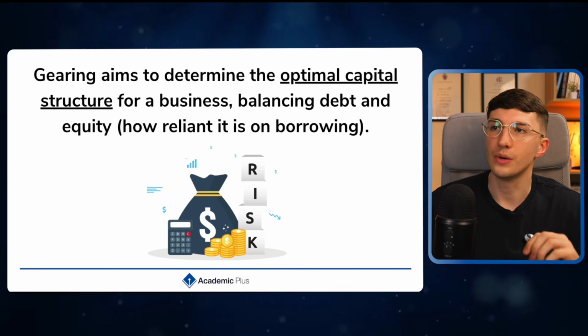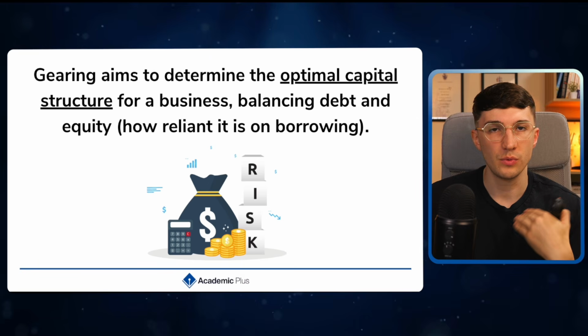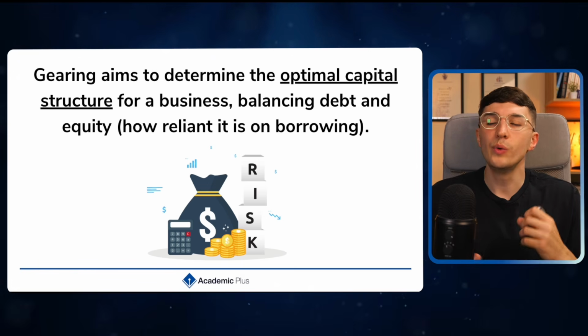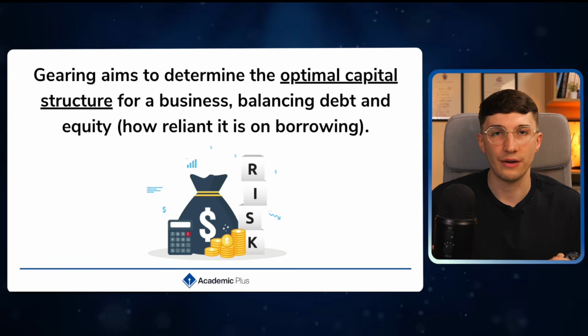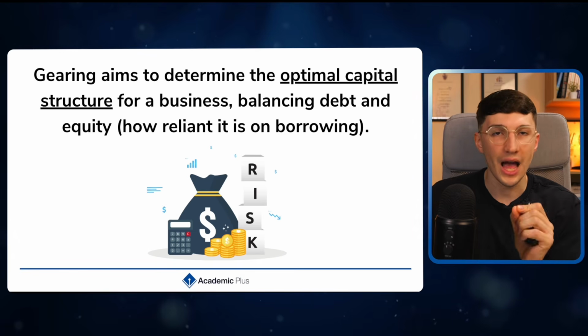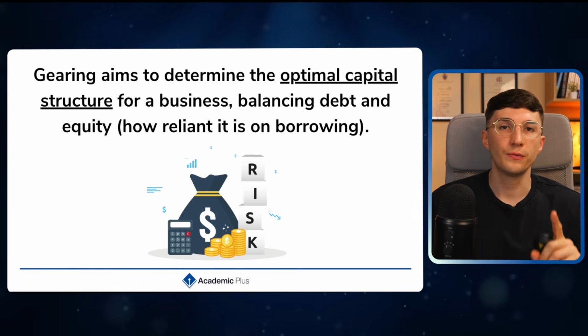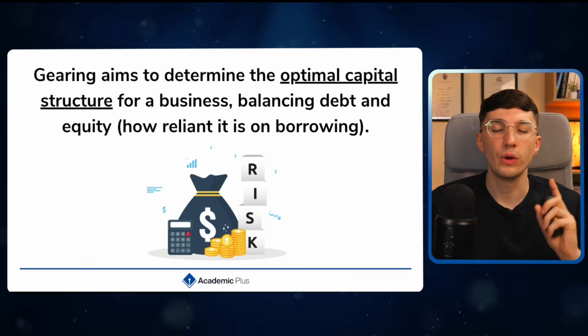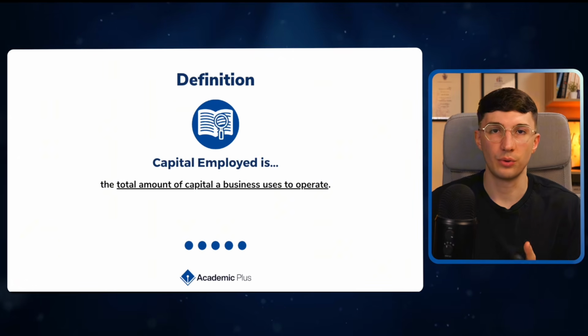And what it wants to do is find the optimal capital structure, i.e. we don't want to be raising too much of our long-term funding through debt because that can be quite risky. Now, in order for us to calculate the gearing ratio, we really need to understand what capital employed is.